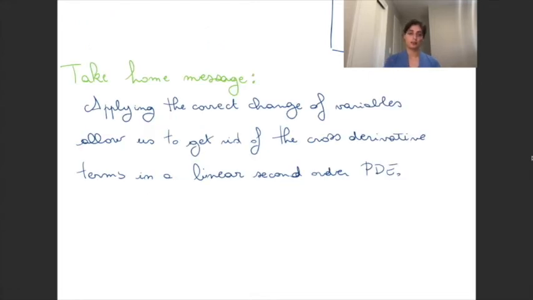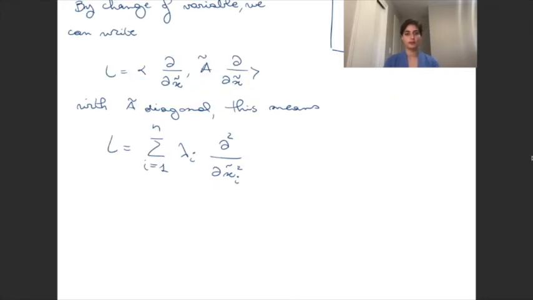Take-home message: if you're applying the correct change of variables, you get rid of the cross-derivative terms in a linear second-order PDE. So by change of variables, we can go to writing the differential operator L as an inner product between ∂/∂x̃ and Ã ∂/∂x̃, where Ã is diagonal. That means that you can actually write L as a finite sum of second-order derivatives with respect to x_i times λ_i, where the λ_i's are the eigenvalues of Ã.